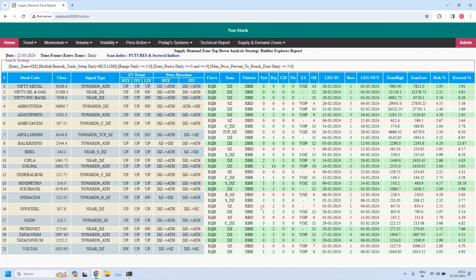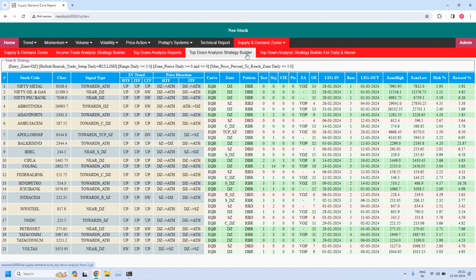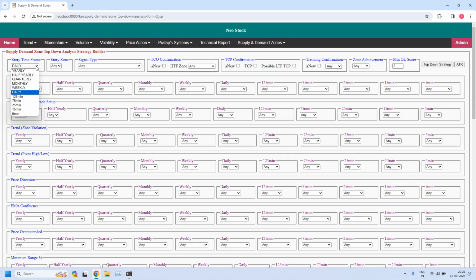Now let us look into the bearish trade setup. So daily time frame, bearish trade setup for monthly income trade, entry time frame is daily, that is LTF time frame. And now the entry zone should be supply zone. And in bullish or bearish trade setup parameter in daily, now we are selecting bearish.